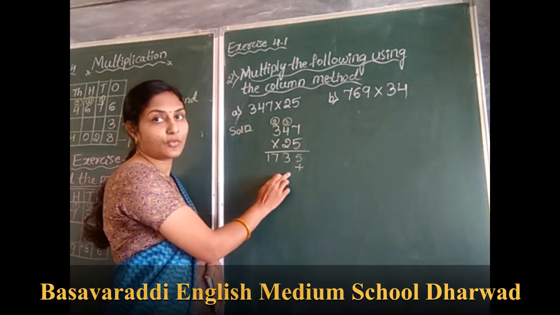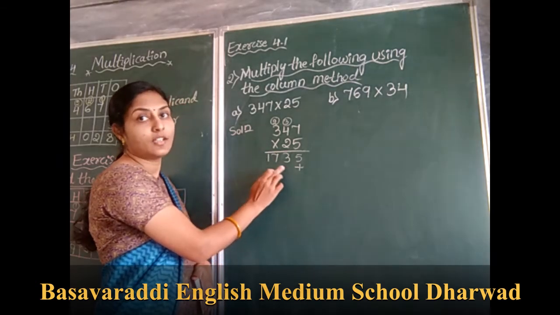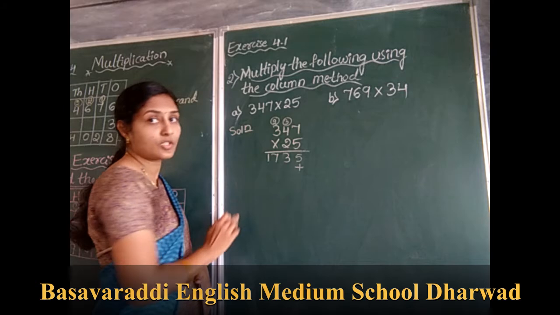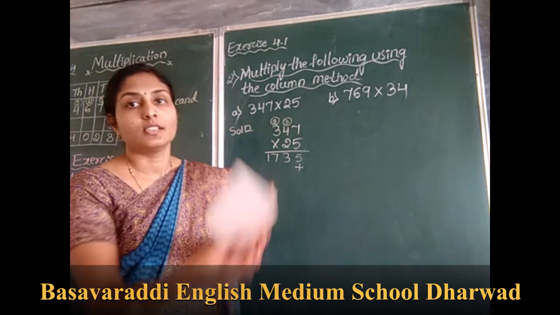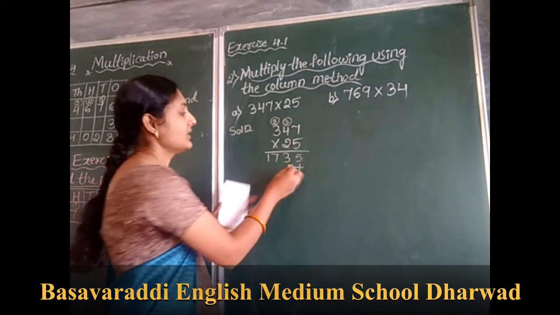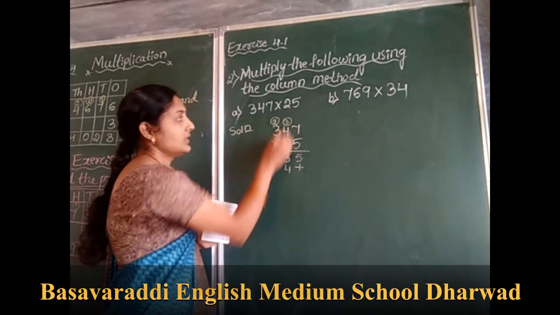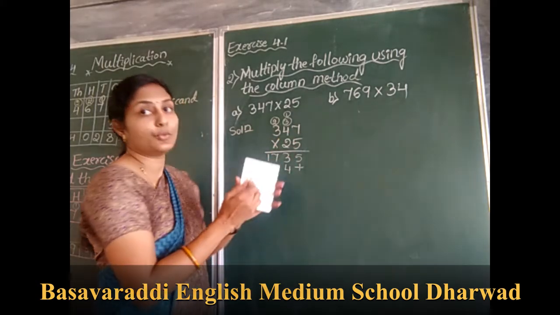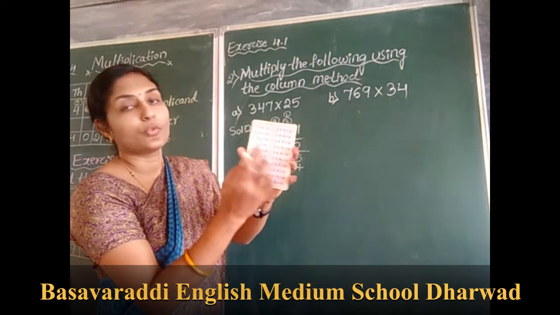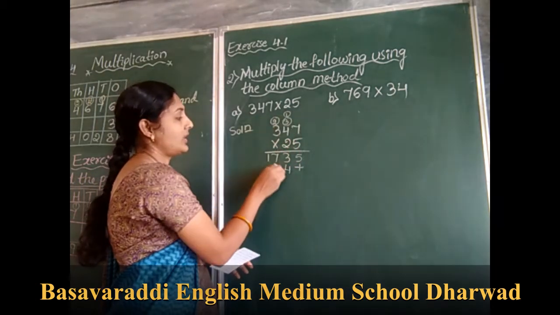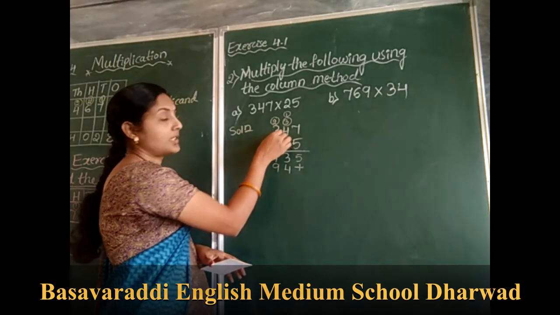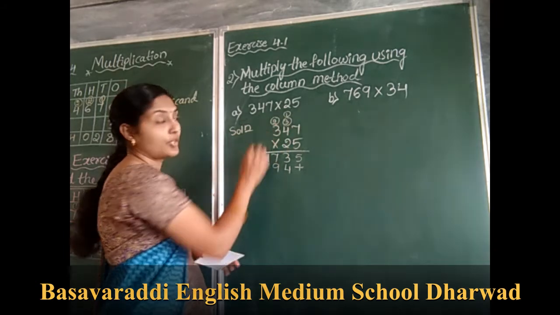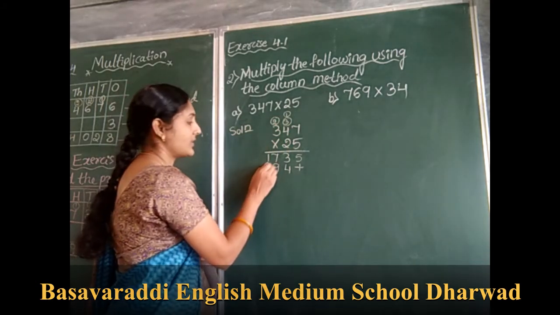So we have to write the answer from the tens place. I will show how to write that. The 2 sevens are 14. The 4 is here, so 1 carry over to the tens place. Next, 2 fours are 8. 8 plus 1 is 9. Next, 2 threes are 6. There is no carry over to add, so write the 6 as it is.